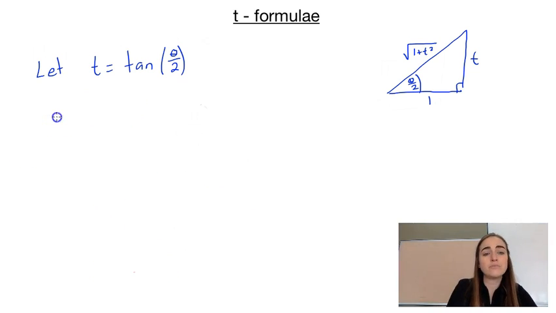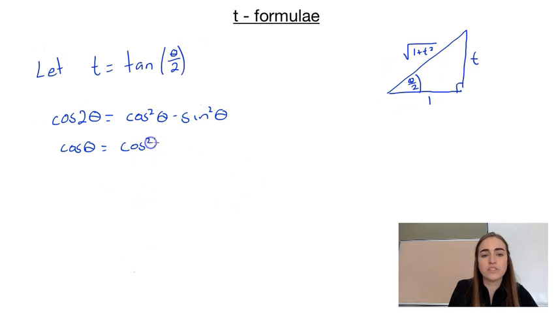And our last t formula is going to come from the double angle result that cos of 2 theta is equal to cos squared theta minus sine squared theta. Now again, we'll rewrite that. So we're going to have cos theta is equal to cos squared theta on 2 minus sine squared theta on 2.